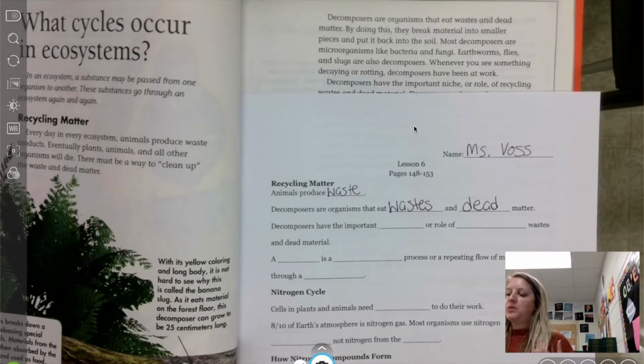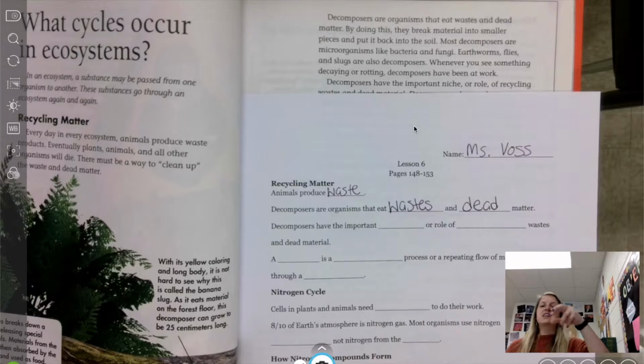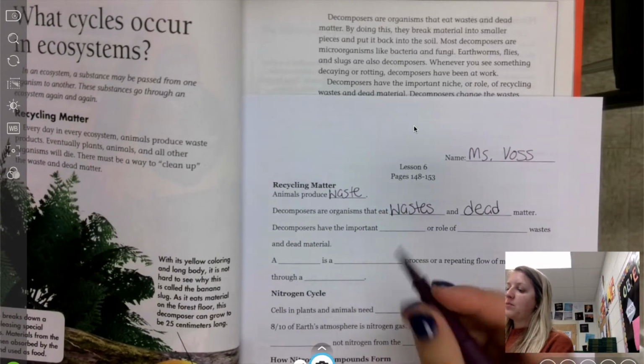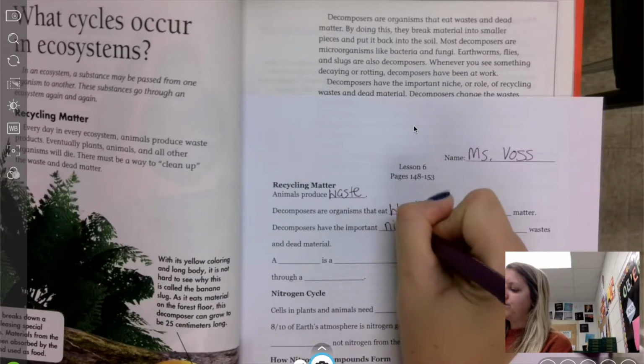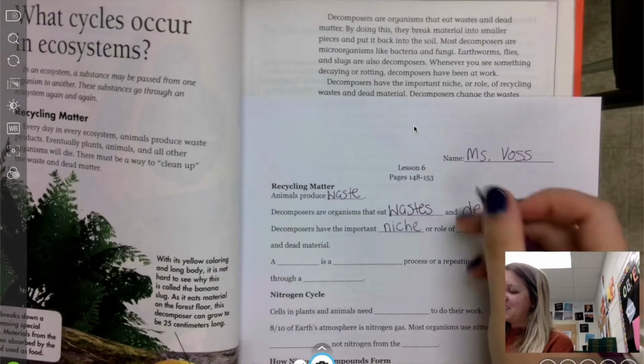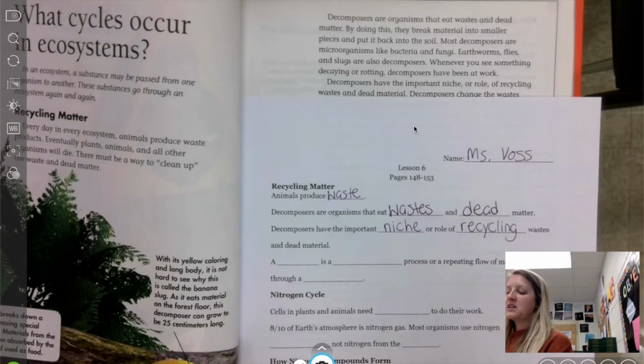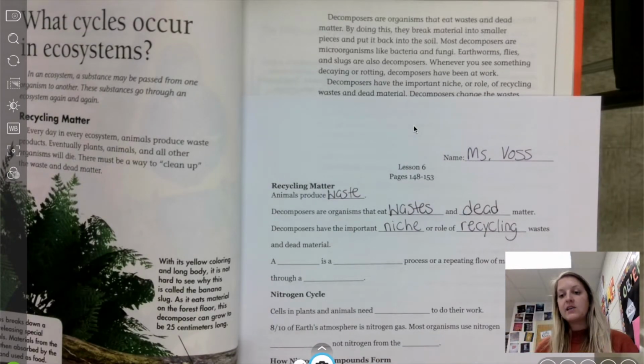So if you see maybe an animal dead on the side of the road, which is kind of gross, a lot of times you're going to see little flies around it, and they are actually helping the dead matter go away. So they might eat part of that dead animal, which is really gross to us, but that's actually how they survive. Decomposers have the important niche or role of recycling wastes. So they might clean up the waste by eating it, and then they're going to die, or another animal might eat them, but it goes into a cycling order that way.